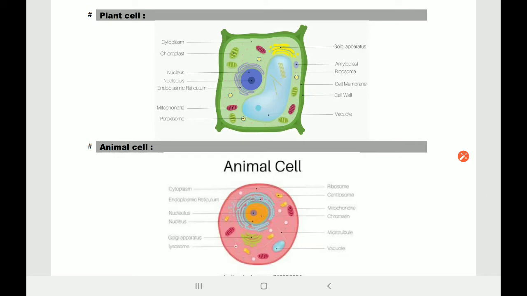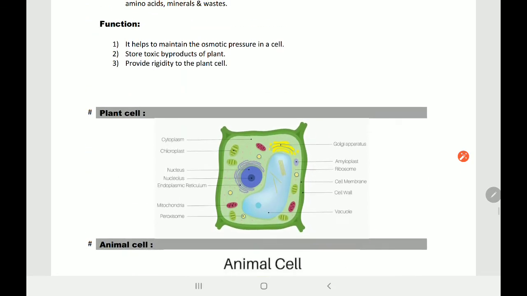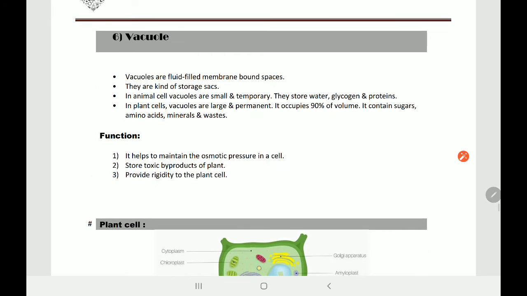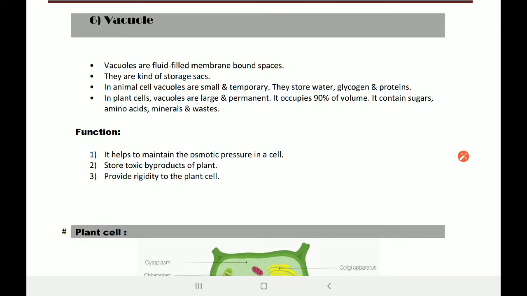All right, are you understanding? And in the animal cell, you can see it's very small. At the end, on your right side, the vacuole, you will find it's a very small area, and of course it is temporary. In the plant cell, it is very much required. Why is it needed, what for, everything we'll discuss.